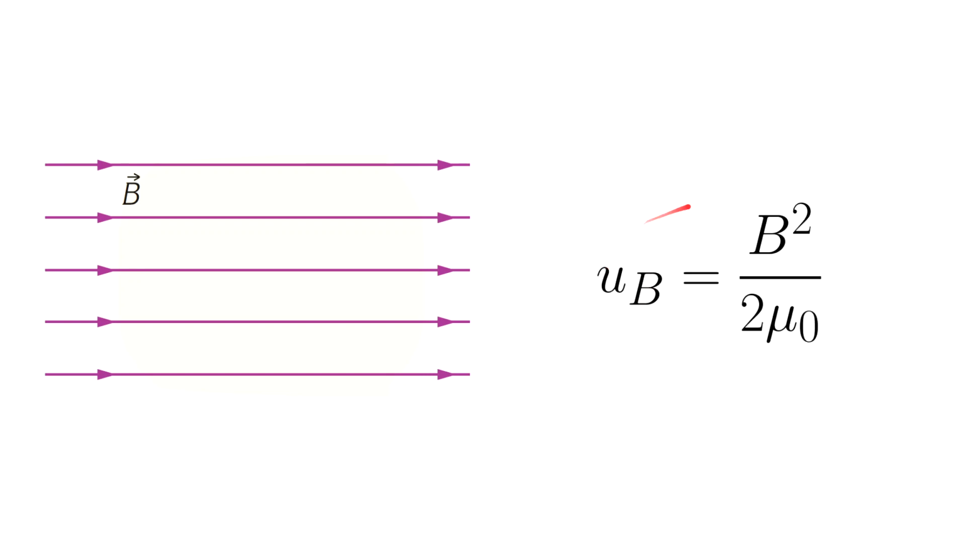Well, by using this expression, we can find any amount of energy in a magnetic field. All you need is just to find what volume we are analyzing. So by multiplying this density by a volume, we get an energy.